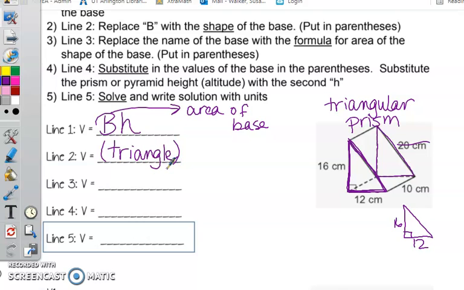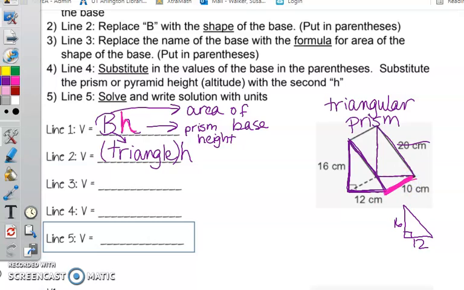This is the triangle, and I'm replacing that with big B. We're going to find the area of this shape, and then we're going to put the height. This height is the prism height, not the height of the triangle. So I'm going to do it like this, H. The prism height is actually this because it connects my two bases.